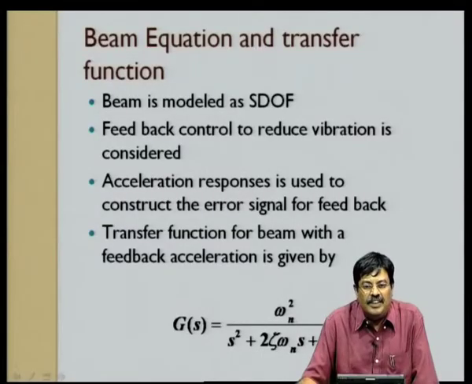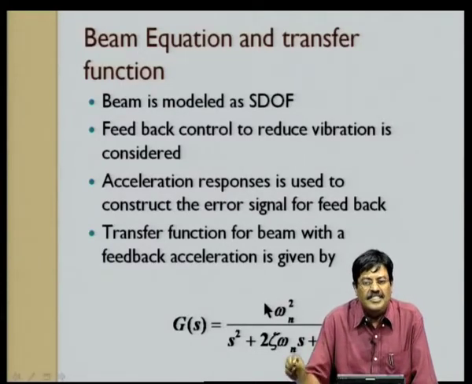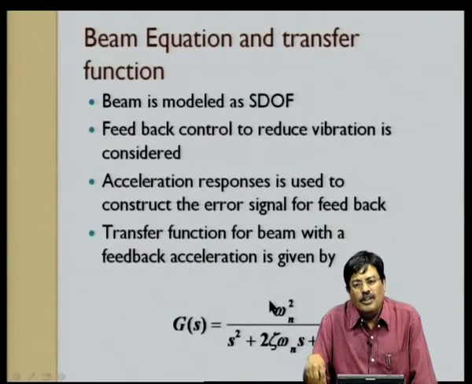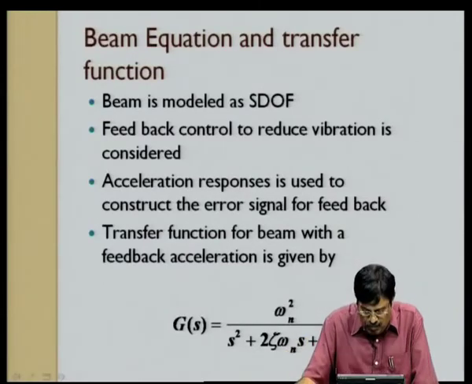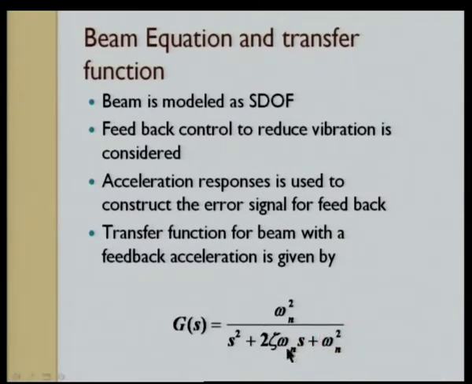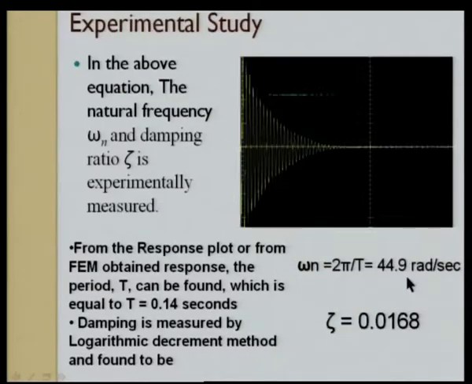So, the transfer function, if we did not have an error signal, would be 1 by this denominator. Since the error signal is given here, the transfer function is modified, because acceleration is proportional to m omega n square. So, the omega n square term is coming here. So, this is the transfer function that is required. We can determine the poles, there are no zeros here, and we have to see how we can design the control system here.